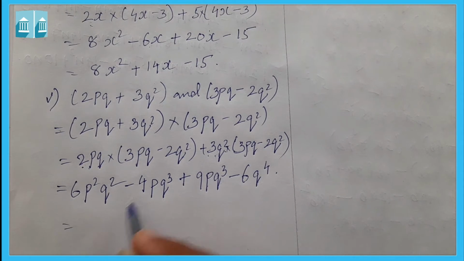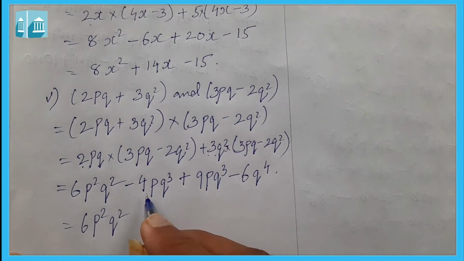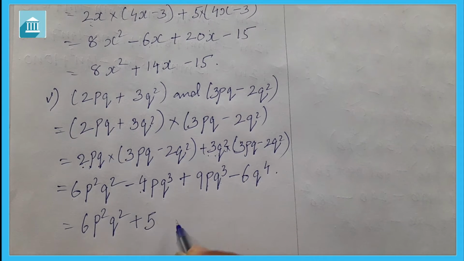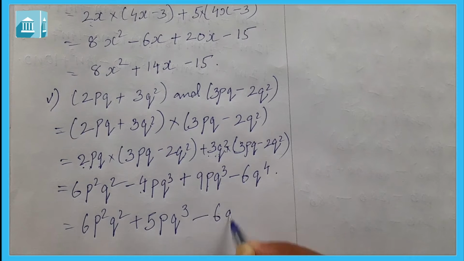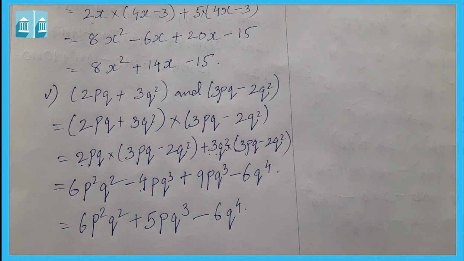Now this will be 6p square q square minus 4p q cube plus 9p q cube. So this will be plus 5p q cube minus 6q to the power 4. So the answer is 6p square q square plus 5p q to the power 3 minus 6q to the power 4.